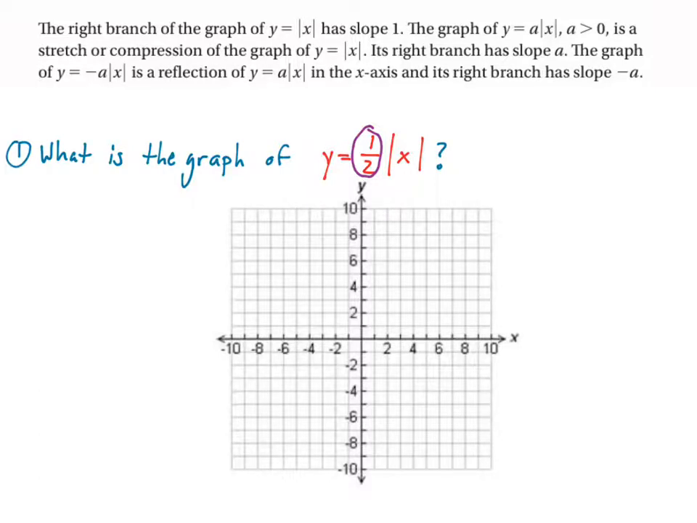So if we wanted to draw just the right half of our absolute value, we know that the absolute value parent function starts at 0, 0, and then normally has a slope of 1 over 1, so it would go here, here, here, and here, but we don't want that.